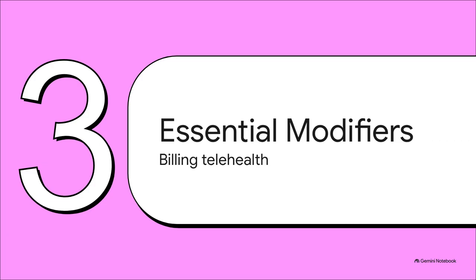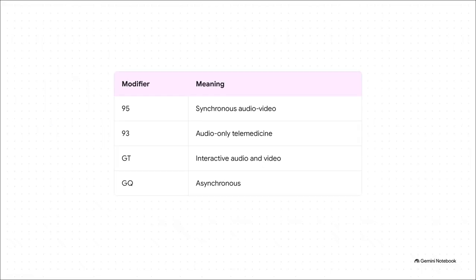All right, Section 3, Essential Telehealth Modifiers. Let's equip you with the exact modifiers you need to tell the full story on your claims. Modifier 95, that is your gold standard for video. Modifier 93, that's strictly for audio only. Do not mix these two up, guys, because they trigger entirely different payer rules.